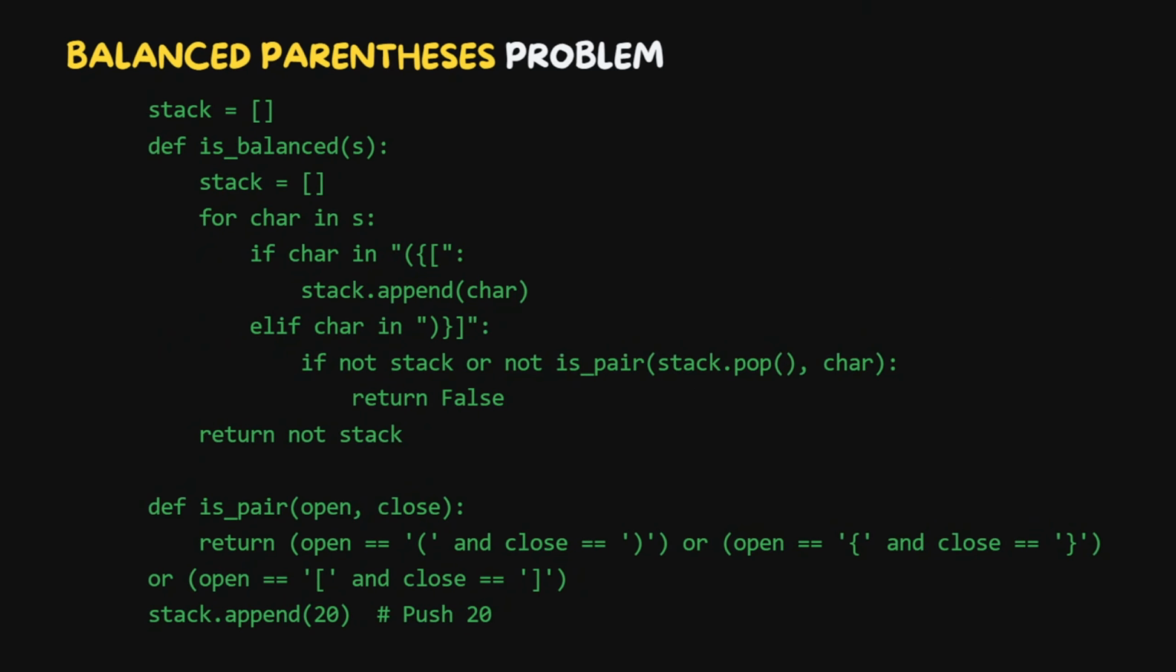If there are still unmatched opening brackets in the stack, the string is not balanced. Here's the Python code to implement this solution. So let's break it down. First, we create an empty stack to keep track of the opening brackets. As we loop through the string, if we encounter an opening bracket like this, then we push, which means we will append it to the stack. Then if we encounter a closing bracket, we check if the stack is empty. And if it's not empty, we pop the stack and check if the top element matches the corresponding opening bracket.